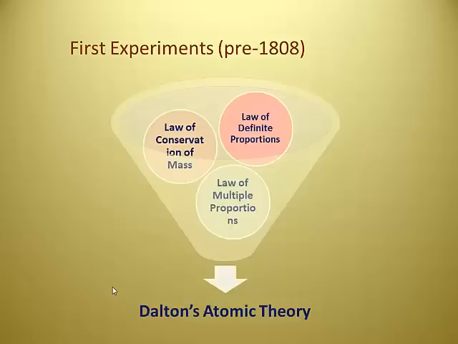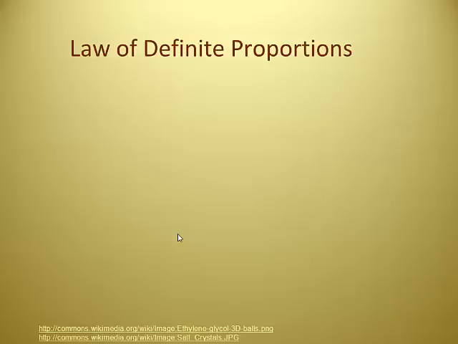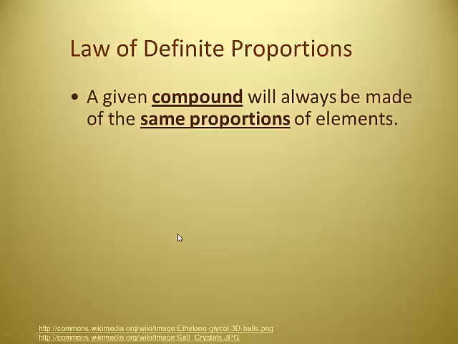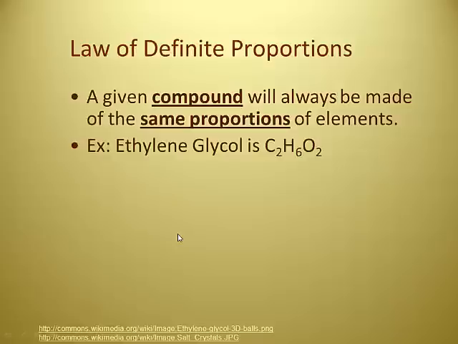We fast forward 2,000 years to about 1808, when the first real chemical science is being done, and there were 3 important laws. We'll describe each of these 3 important laws here in just a moment. We get the law of definite proportions, the law of conservation of mass, and the law of multiple proportions. Law of definite proportions: a given compound will always be made of the same proportions of elements.